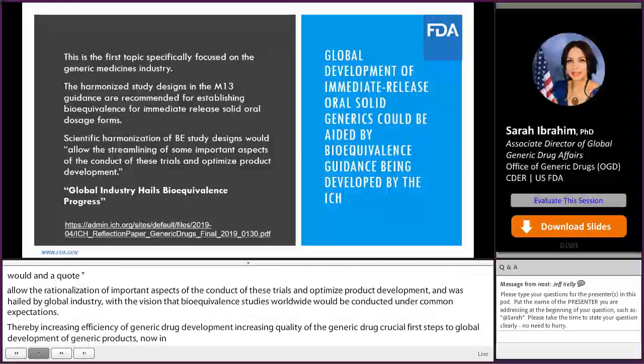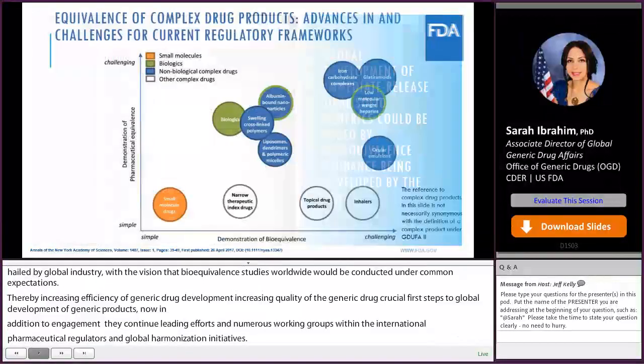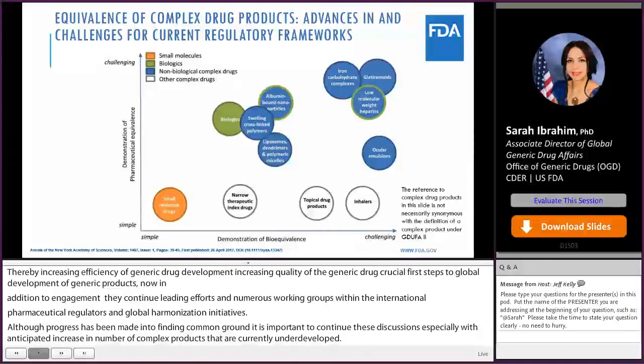Although progress has been made in defining common ground, it's important to continue these discussions, especially with the anticipated increase in number of complex products that are currently under development. The rise of technology has accelerated complex drug product development, and shortly after, we anticipate the generic version. This evolution is expected to continue.